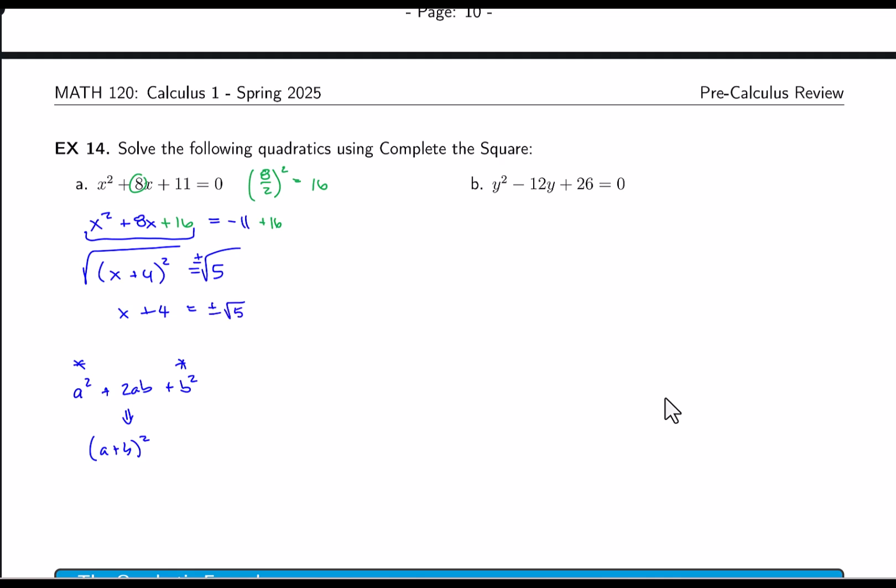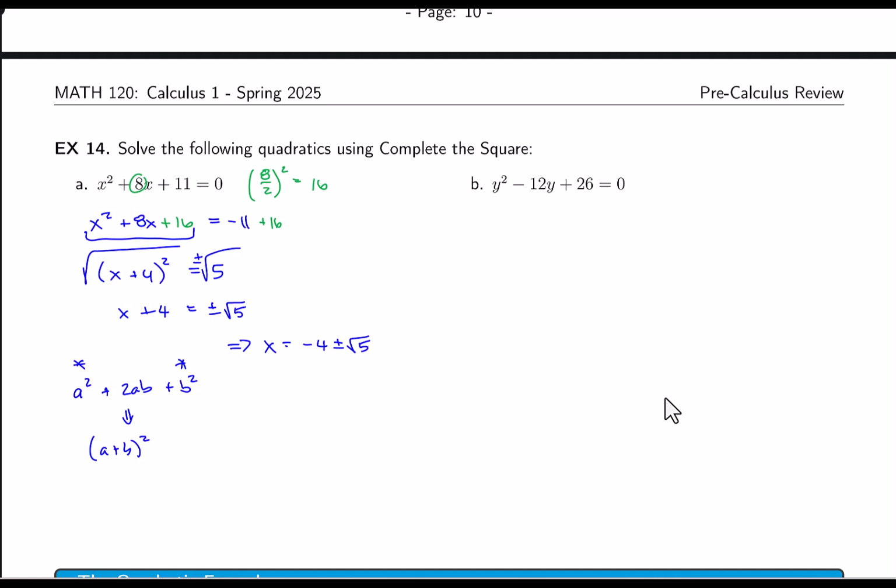So x plus 4 equals the plus or minus square root of 5, which means we have x equals negative 4 plus or minus the square root of 5. And that's not a lot of work to get a fairly complex answer here. We would never have been able to come up with that through the process of factoring. All right, let's try this again.